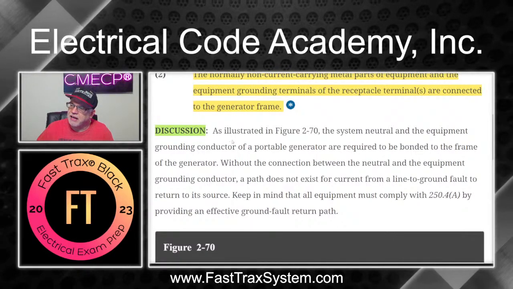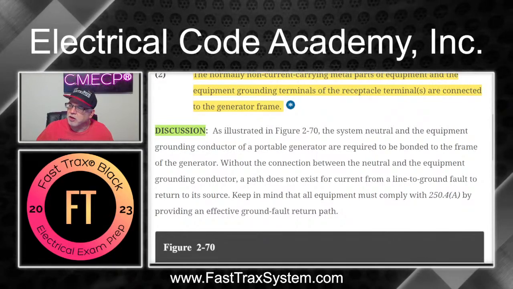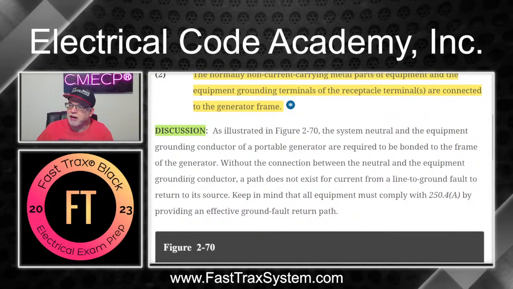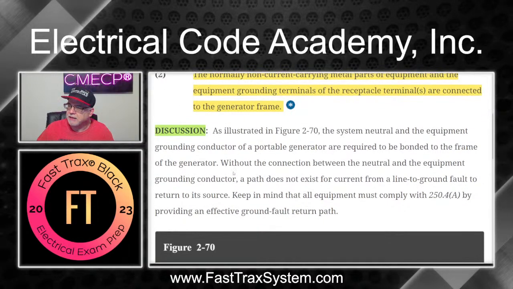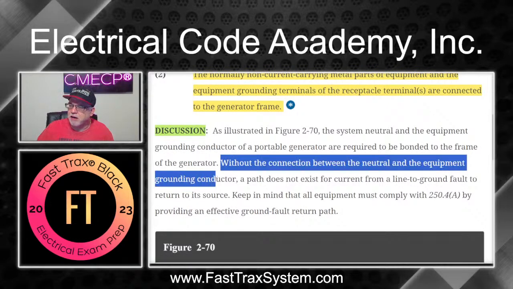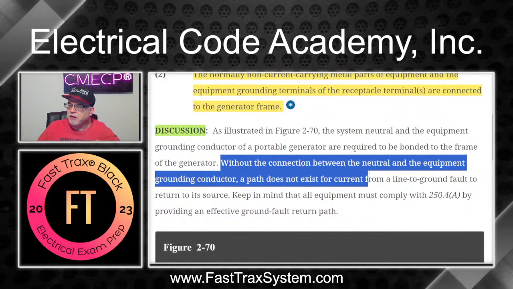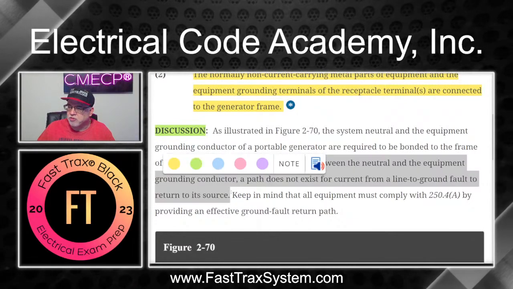As illustrated in figure 2-70, which is down here, we'll see in a minute, it says the system neutral and the equipment grounding conductor of a portable generator are required to be bonded to the frame of the generator. It's what it said up here in item number 2. Now, without the connection between the neutral and the equipment grounding conductor, a path does not exist for current from a line to ground fault to return to the source.